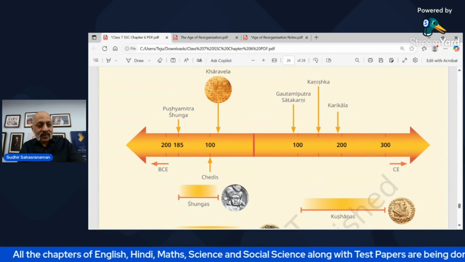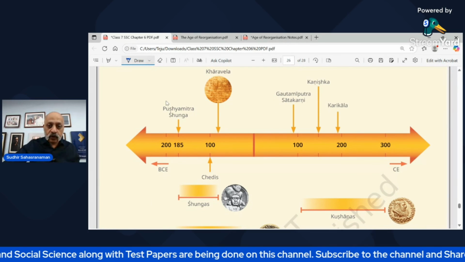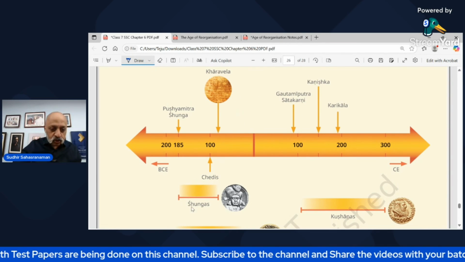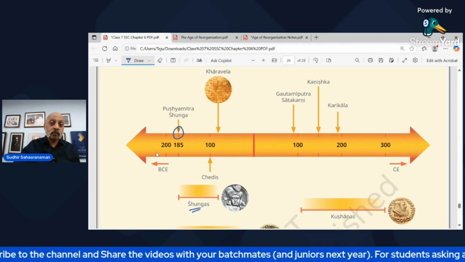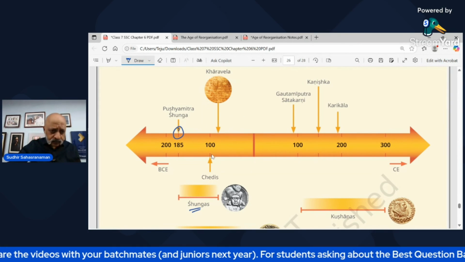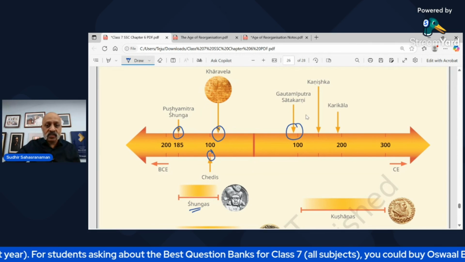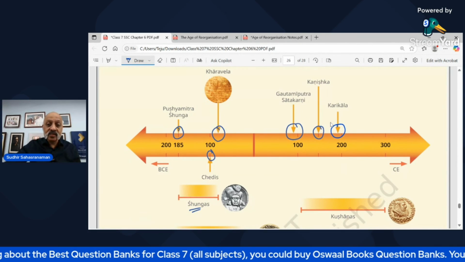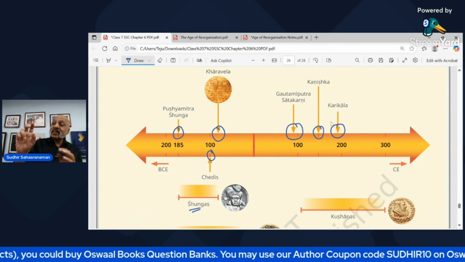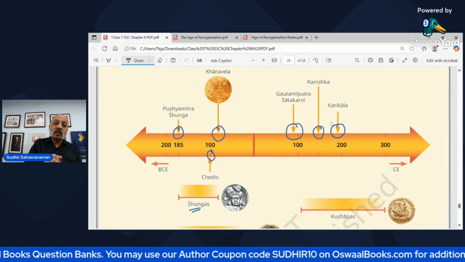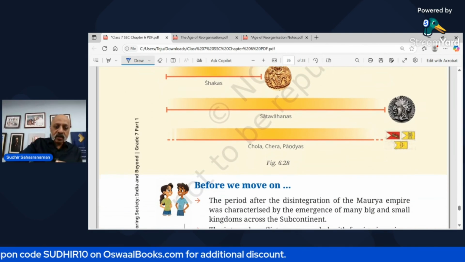These kinds of photographs are important, and this is again important because it tells you in terms of a graph which were the periods. For example, this is the period in which the Shunga dynasty ruled, right? This is when the Shunga came, assassinating the last emperor of the Maurya empire. This is the Chedis, this is Kharavela, this is Gautamiputra Satakarni of the Satavahana empire, this is Kanishka, and this is Karikala. So you have different empires being put as a graph. As I said, make a table, put the century so that it becomes easier for you to identify. Okay, and you are seeing the Indo-Greeks, the Shakas, the Satavahanas, everything is mentioned here.